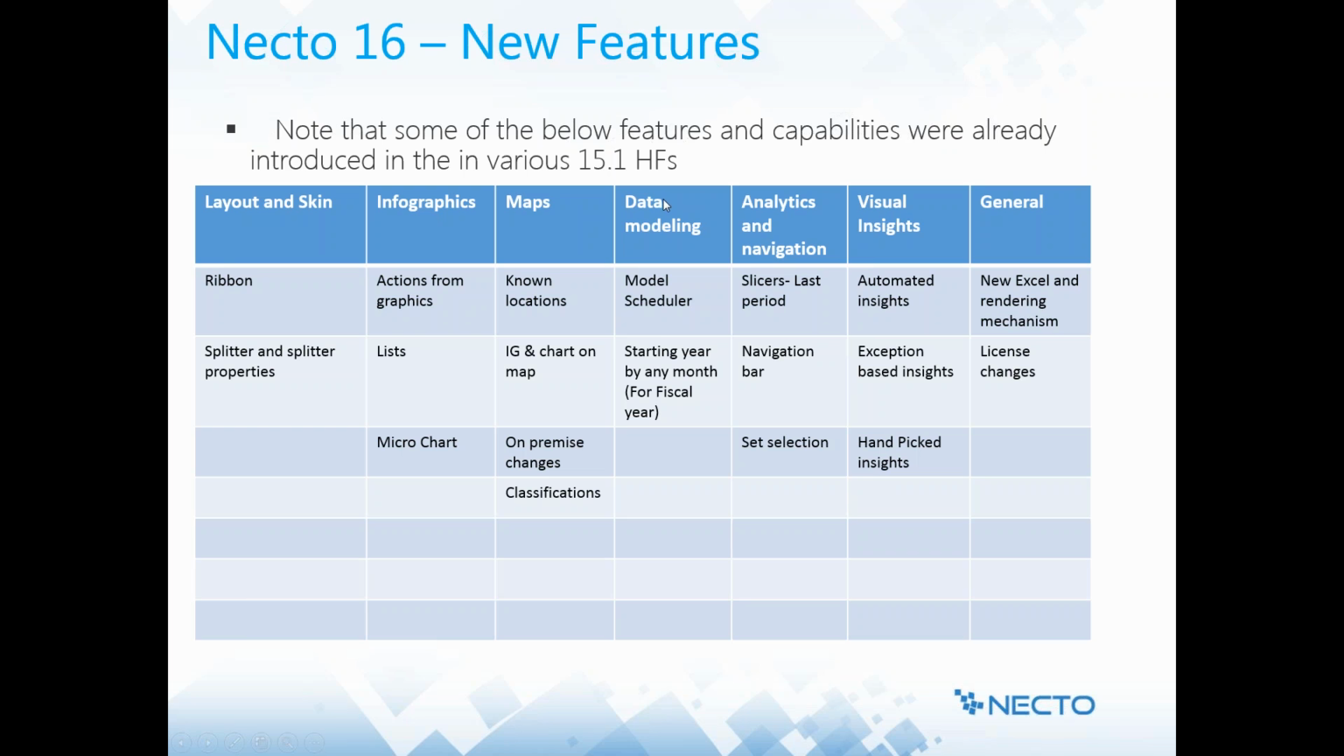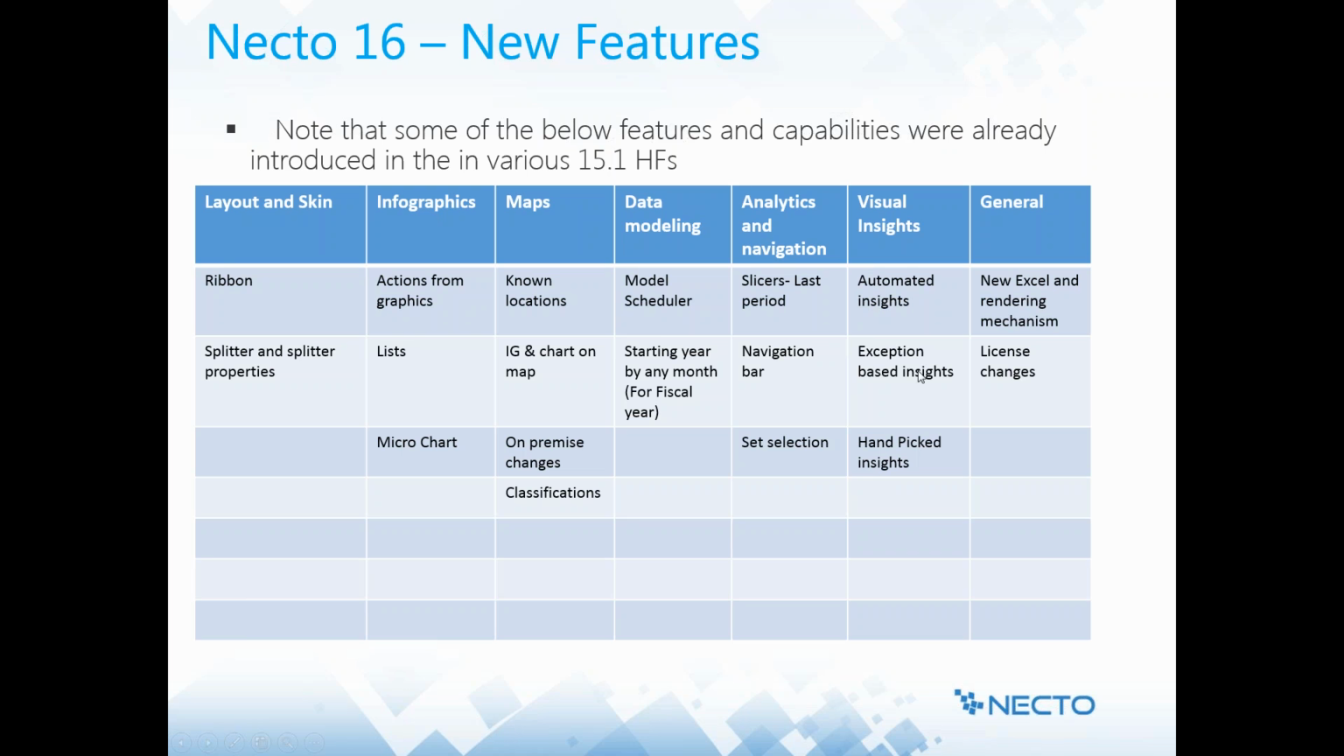Data modeling, in Necto modeling, we added a model scheduler, the ability to start from every month for the fiscal year, a new navigation bar, an ability to be sliced on last period, and to be able to set selection from the grid. Visual insights, which is the major addition into Necto 16, so we are now able to bubble up and see insights using Necto algorithms. One of them is an automated insight, so you can press on a button, and Necto will find the insights for you.